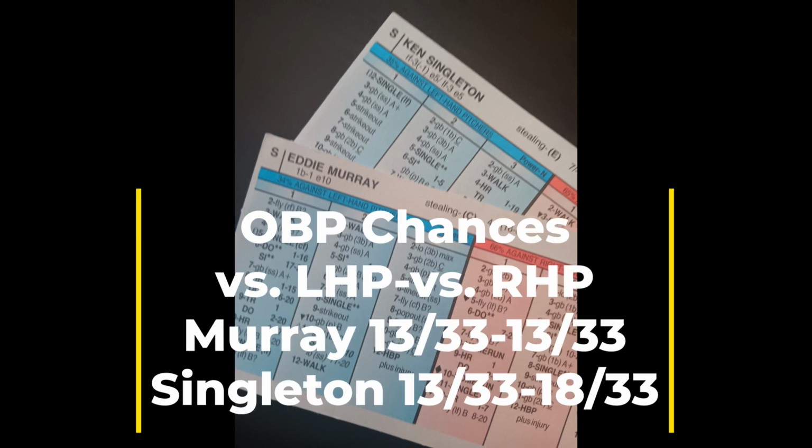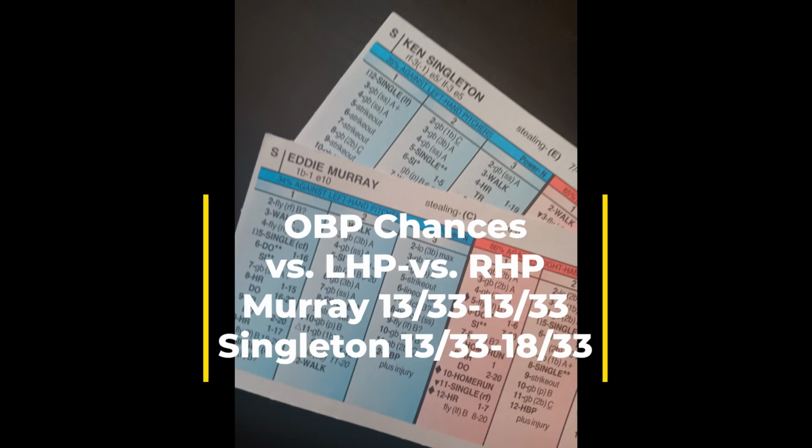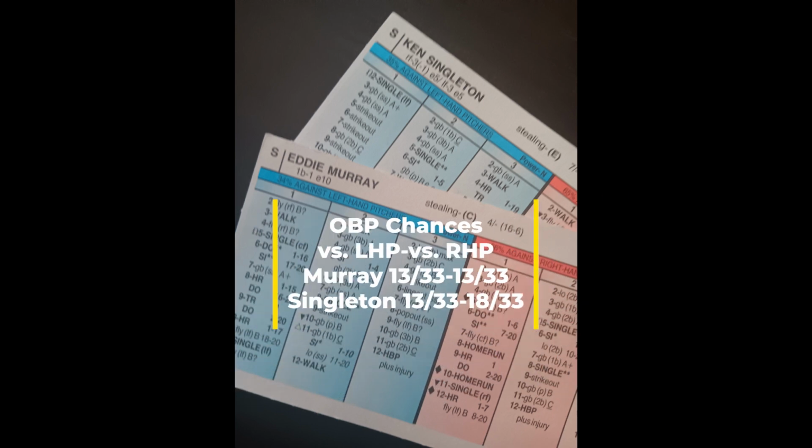Now you see their on base chances, and you can see Ken Singleton has a little higher chance of reaching base versus right-handed pitching than he does versus lefties, but all those numbers check out as well. So what I really like about Eddie Murray and Ken Singleton is that not only are they very well adept at driving runners in, but they also help continue by adding traffic on the base paths because both of them are very good at getting on base as well.